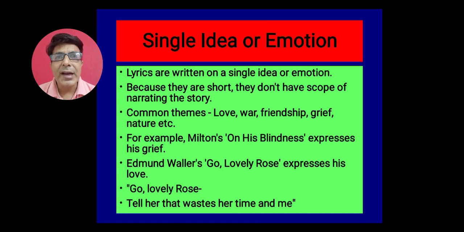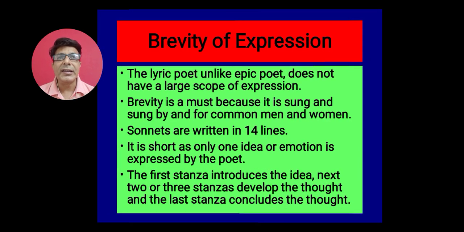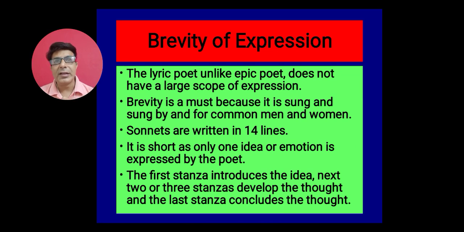I have given you one example. Say, for example, John Milton's sonnet on his blindness. It expresses one idea. What is that idea? The idea is Milton's disappointment, Milton's grief. If you take another example, Edmund Waller's poem Go Lovely Rose, it expresses the idea of love. Simple. So, single idea or single emotion is another important characteristic of any lyric in English literature.